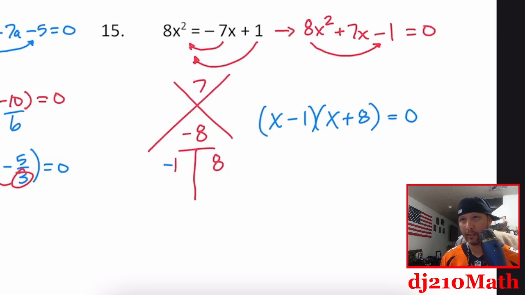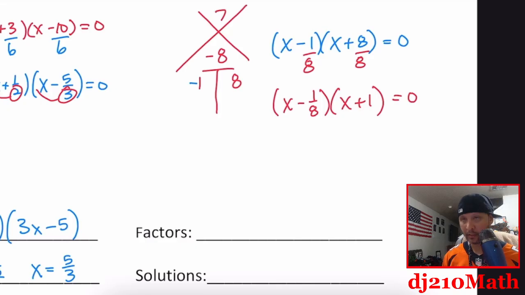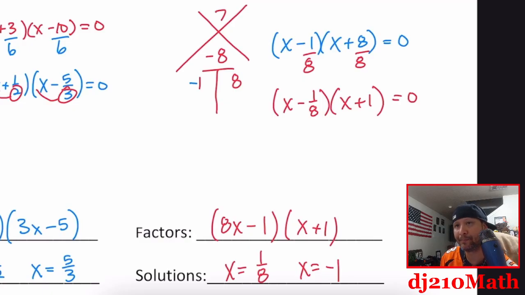Divide by the a value. A was 8. 8 over 8 is just 1. So I'll write it right here. That doesn't change. So then my solutions: x equals positive 1/8, x equals negative 1. And then we'll move the denominator of the first factor up. 8x minus 1 times x plus 1.